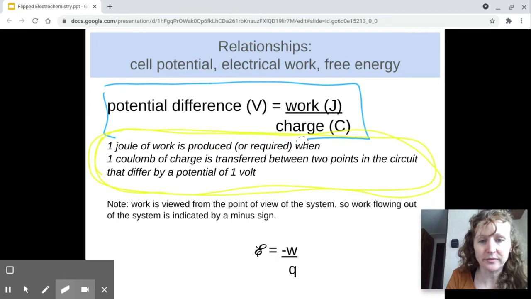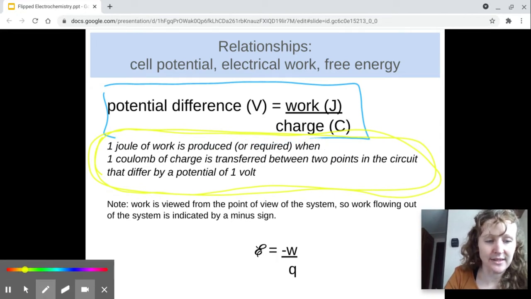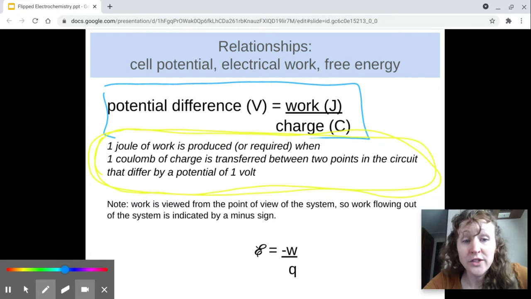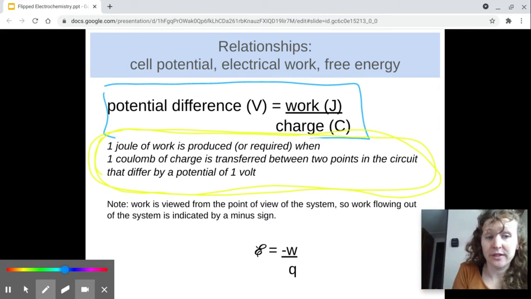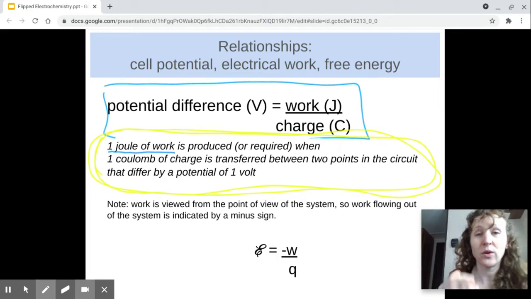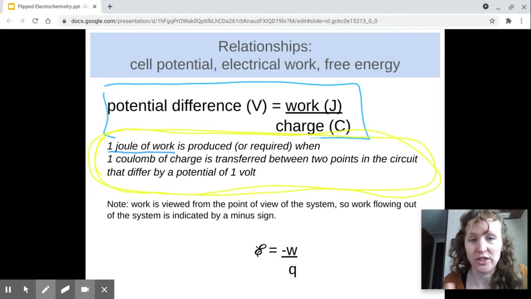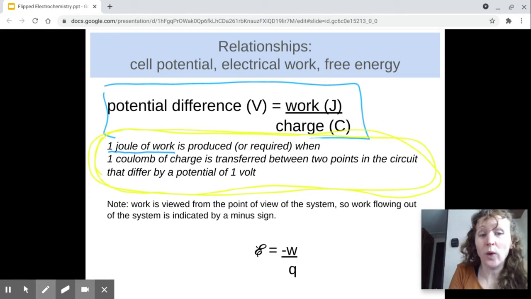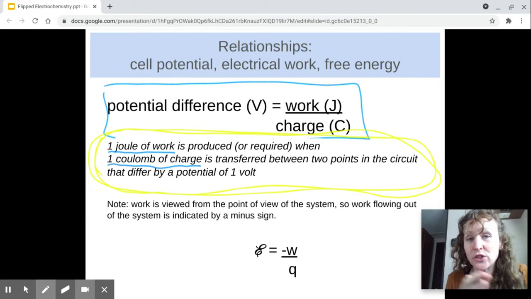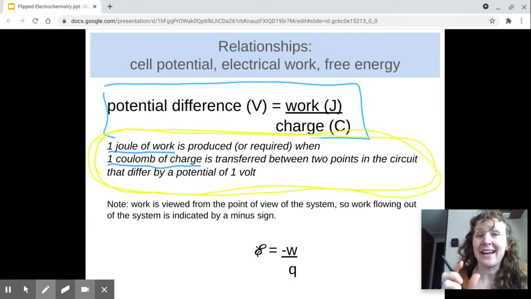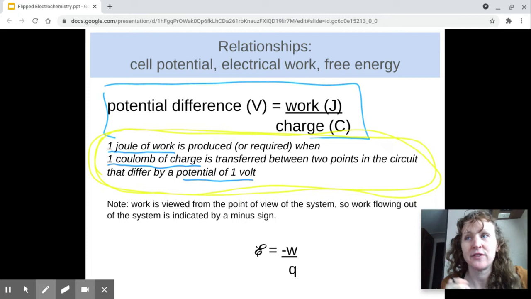So what this equation represents is that 1 joule of work is produced or required, depending on which way your reaction is going, when 1 coulomb of charge is transferred between 2 points in the circuit that differ by a potential of 1 volt. Okay, so this is what I'm talking about with these physics terms. So we just threw the term charge at you.